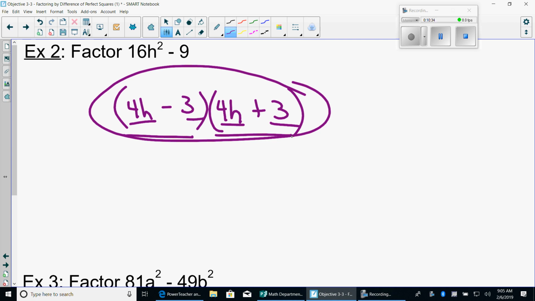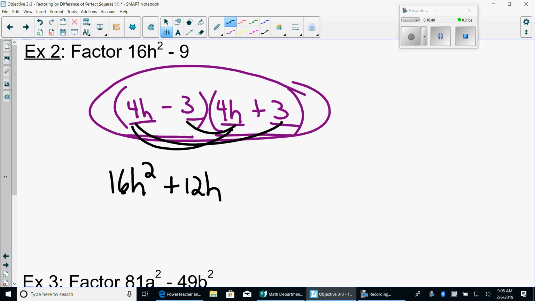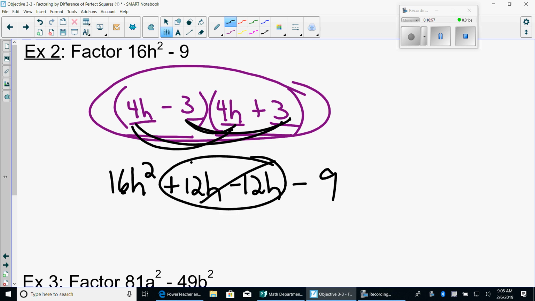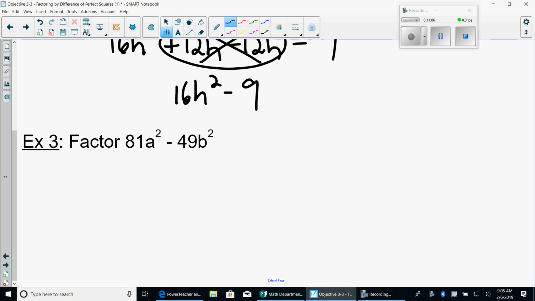All right, let's check. So 4h times 4h, 16h squared. 4h times 3, 12h. Negative 3 times 4h, negative 12h. Negative 3 times 3, negative 9. And that does cancel, leaving you with 16h squared minus 9.